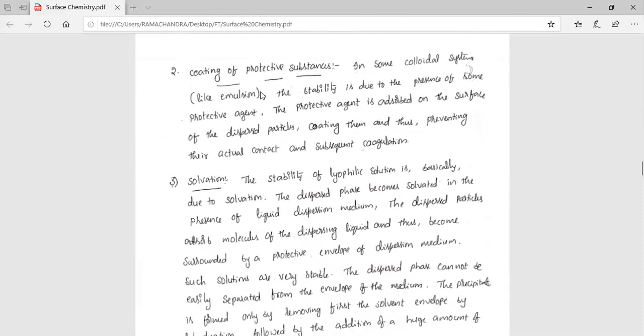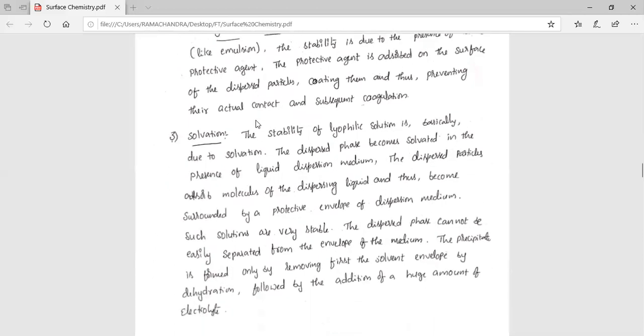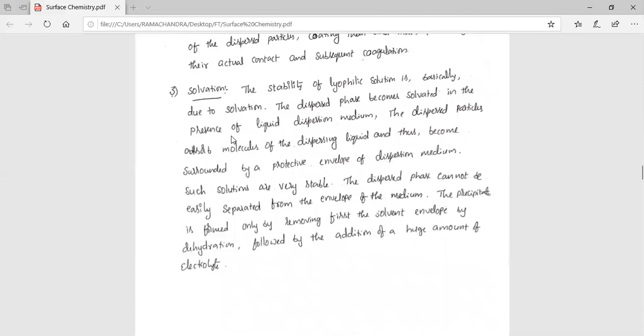So next, coating of protective substances. Here we use protective agents in the colloidal system to stabilize the formation of colloids. So next is solvation. Regarding the solvation factor, the stability of lyophilic solutions is basically due to solvation.